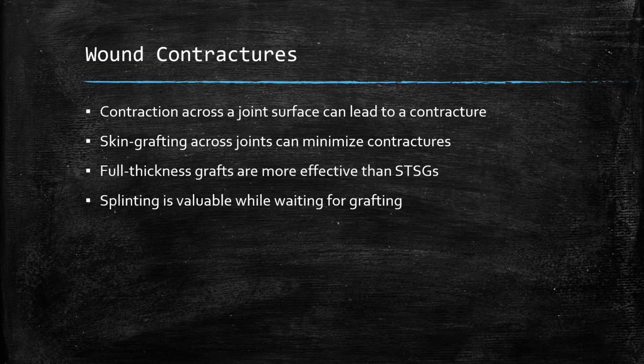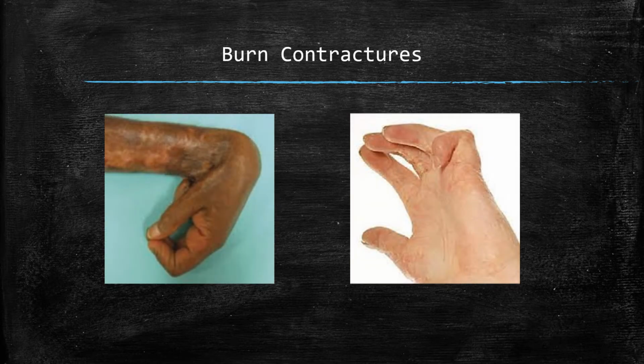The way to prevent this problem is to use skin grafts across joints, and full-thickness grafts are more effective in preventing contractures than a split-thickness graft. While we're waiting for the grafting to occur, the joint should be splinted into a position of function. Here are several images of contractures that have occurred after burn injuries. It's easy to see how devastating these contractures are from a functional standpoint.